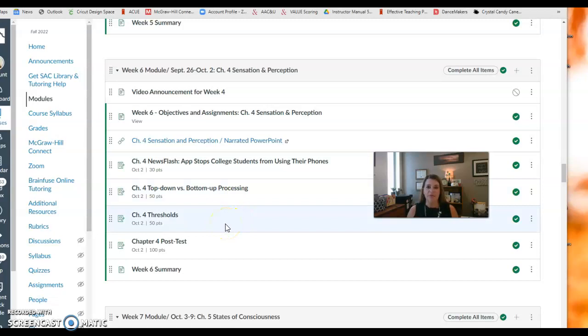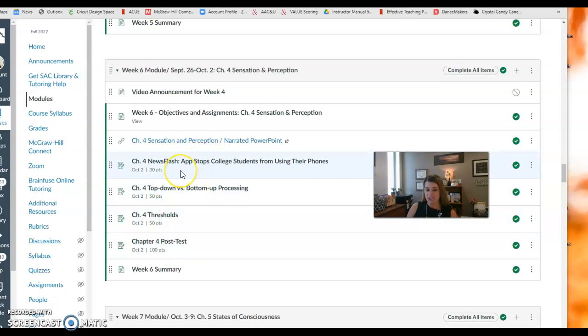Then you'll have one on thresholds. Thresholds is that amount of information it takes for us to be able to pick up the information. For instance, how far away could we see a candle burning on a night? How many miles away would that work? How low decibel can sound be before our ear actually hears it? So those types of things are what thresholds are.